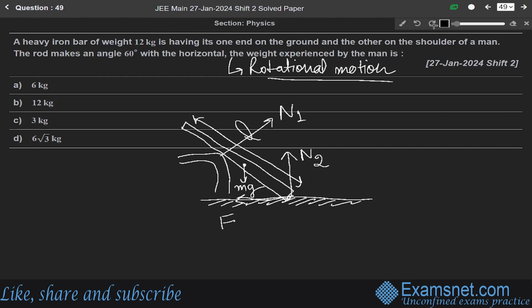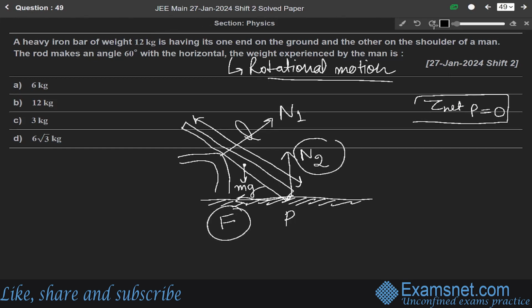Now let us say this is point P. The net torque tau at point P is equal to 0 because this normal force N2 and this frictional force balance out each other. According to the question, the rod makes an angle of 60 degree with the horizontal. So this angle is 60 degree, and the component of this mg force in this direction will be mg cos 60 degree. So the torque due to this normal force N1 and due to this force in the downward direction will balance out each other. So torque at point P: N1 into L, since the whole length is L, equals mg cos 60 into what?